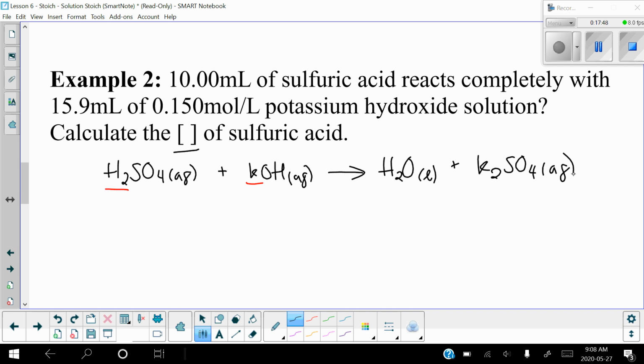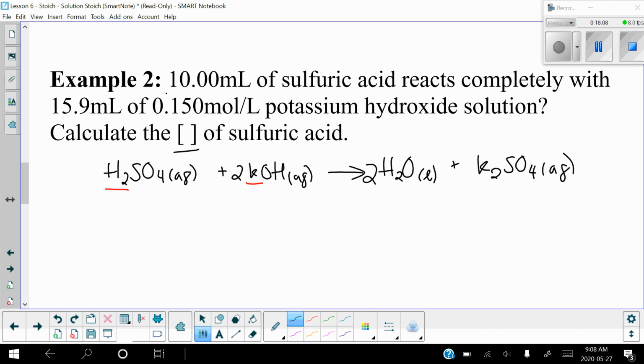Okay, so now we're going to balance everything. After balancing, I believe I get 2 potassium hydroxides and 2 potassium sulfates. Nope, not 2 potassium sulfates. Sorry about that. You get 2 waters.